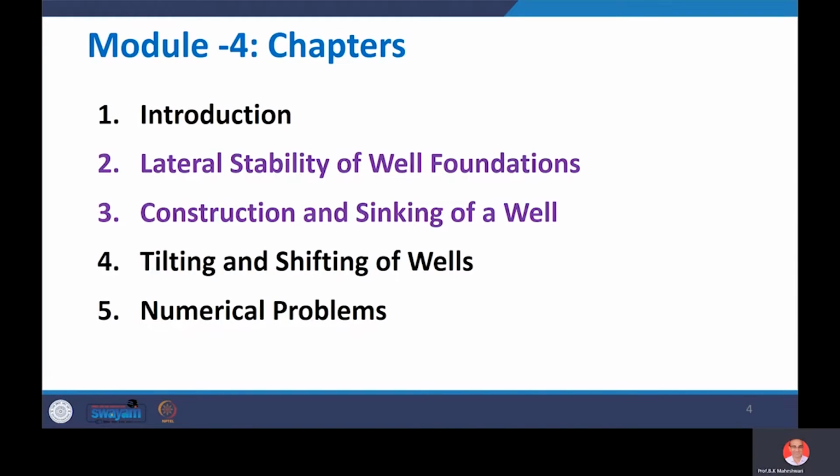And then today we will also talk about construction and sinking of a well. Finally, in the next lecture we will discuss the last two topics, that is tilting and shifting of wells and some numerical problems. So let's start from lateral stability of well foundations.